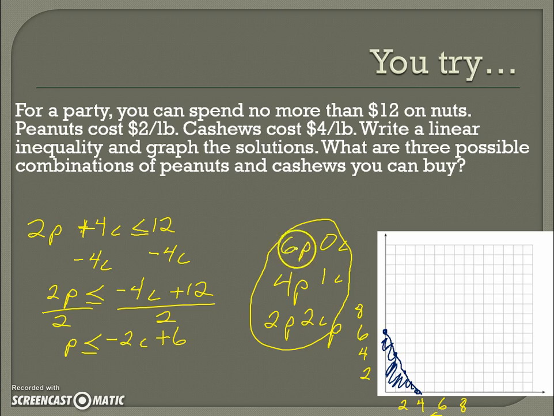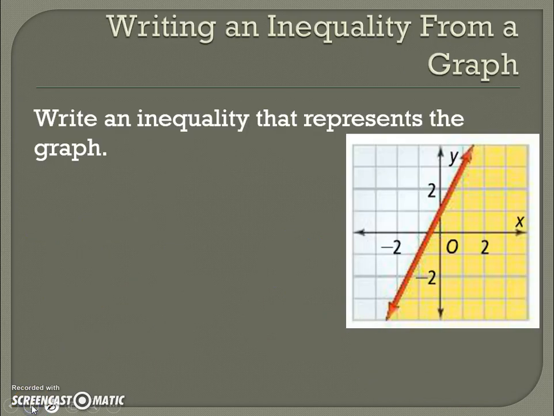And then right here, you can get 6 pounds of peanuts and 0 pounds of cashews, 4 pounds of peanuts, 1 pound of cashews, 2 pounds of each. There's other answers. You could have put stuff that's in here. I picked stuff on the line just because that would be using all of the $12. Yeah, so there's that problem.